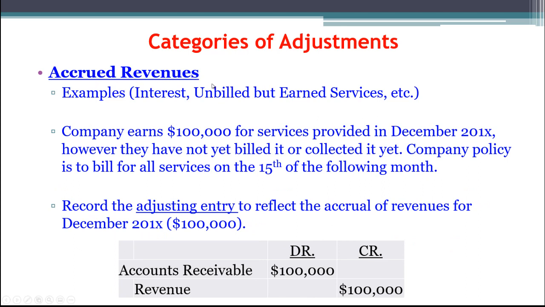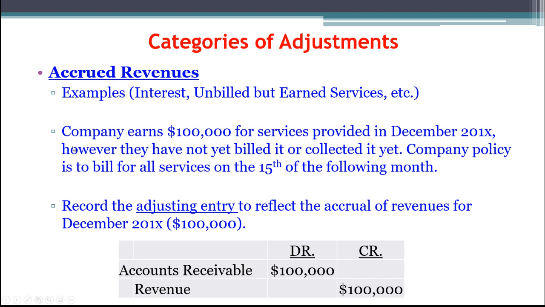So the final adjusting entry is also the least common: accrued revenues. That means we are recording a revenue before we've actually received it or even billed for it. Interest is a common example here. We've earned revenue, interest revenue, but we just haven't collected it. Or we could have some services that we've earned the revenue, but we haven't billed for it. We haven't collected it, obviously.